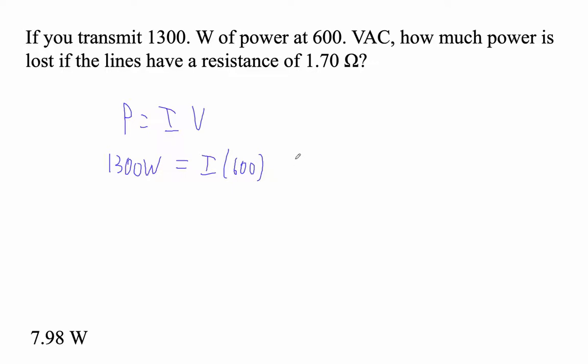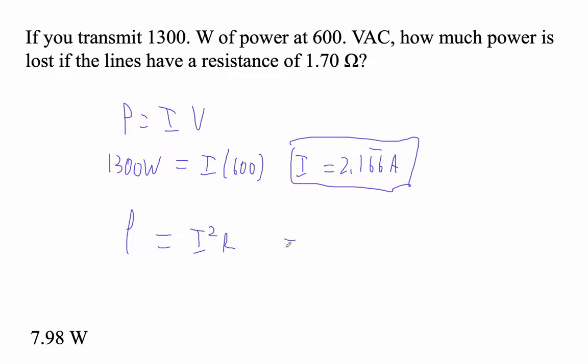So 1300 divided by 600 is 2.16. The current we have to use is 2.16666 amps, right? Okay. And then our power lost is I squared R, right?